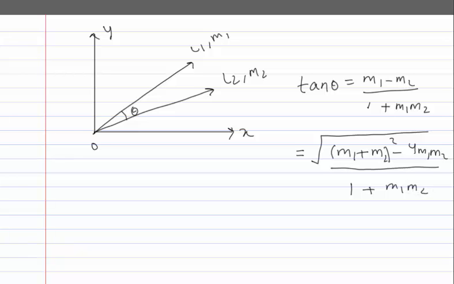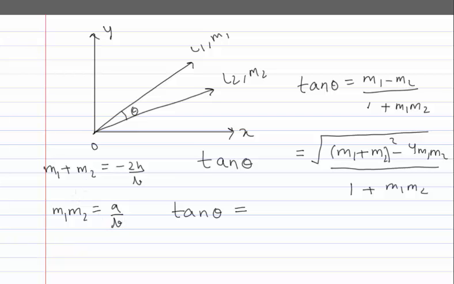Now all my terms are in terms of m1 plus m2 or m1 m2, so I can definitely calculate the angle of the straight lines, which is theta. So first of all, let me write the relations again here. We got that m1 plus m2 was equal to minus 2h upon b, right? And m1 multiplied by m2 was equal to a upon b.